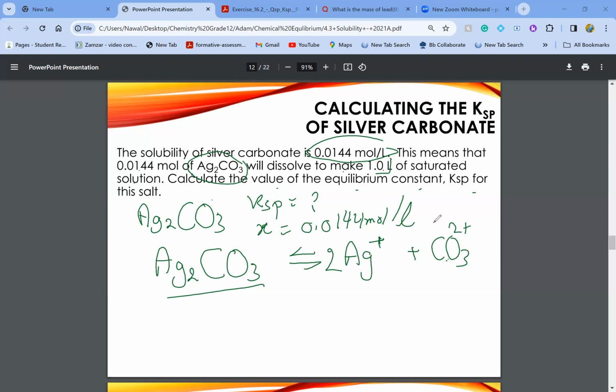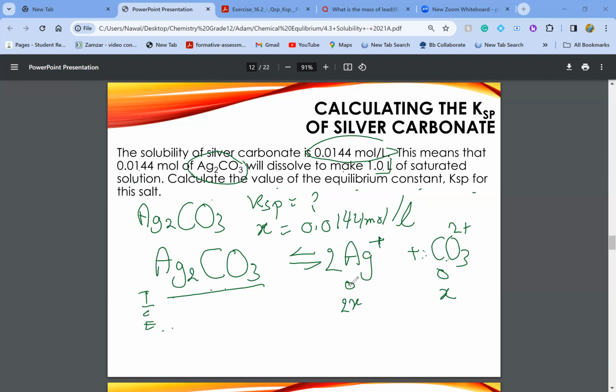And now, can you use the ICE table? So now we use the ICE. Do the ICE table. Okay. At this time, when we just start, is there any silver or carbonate? No. Okay, there's 0. A change, which means silver carbonate is dissociated. How much? 2x. 2x. Oh, here, x. X. It's 1.